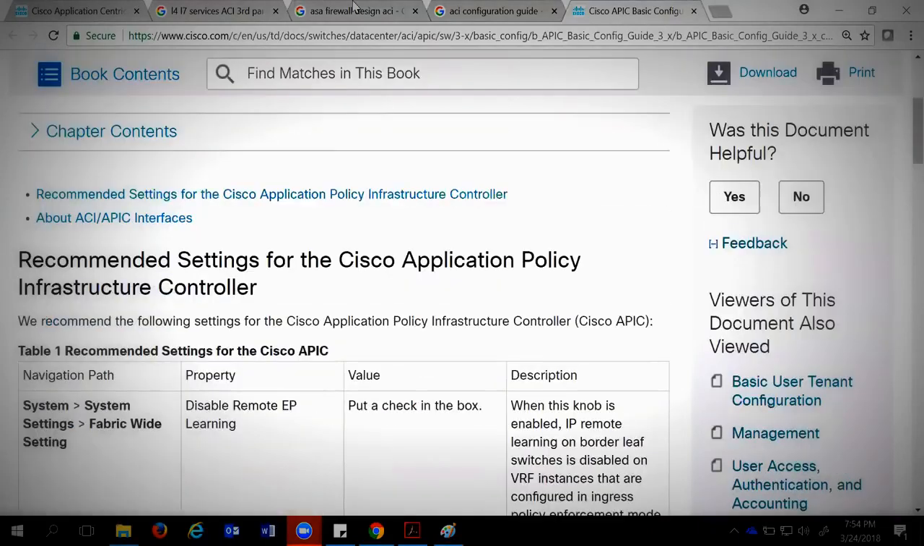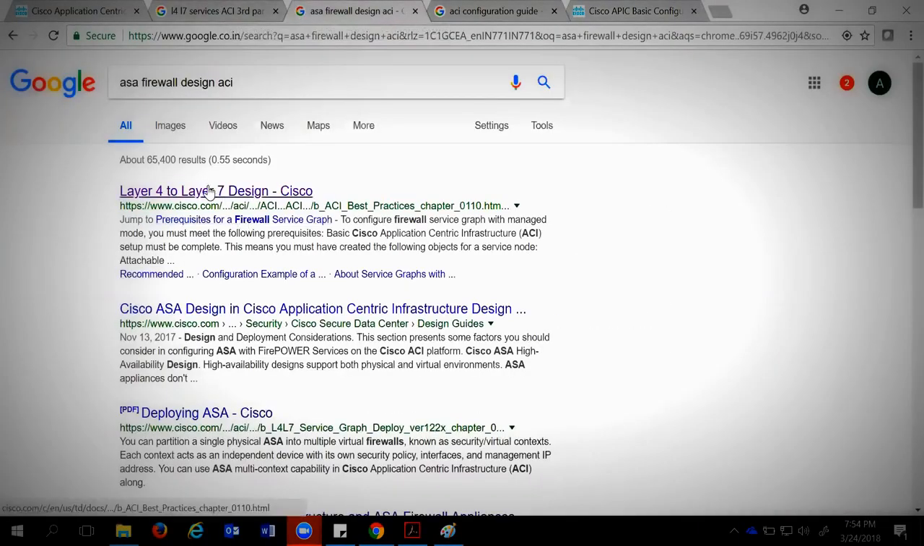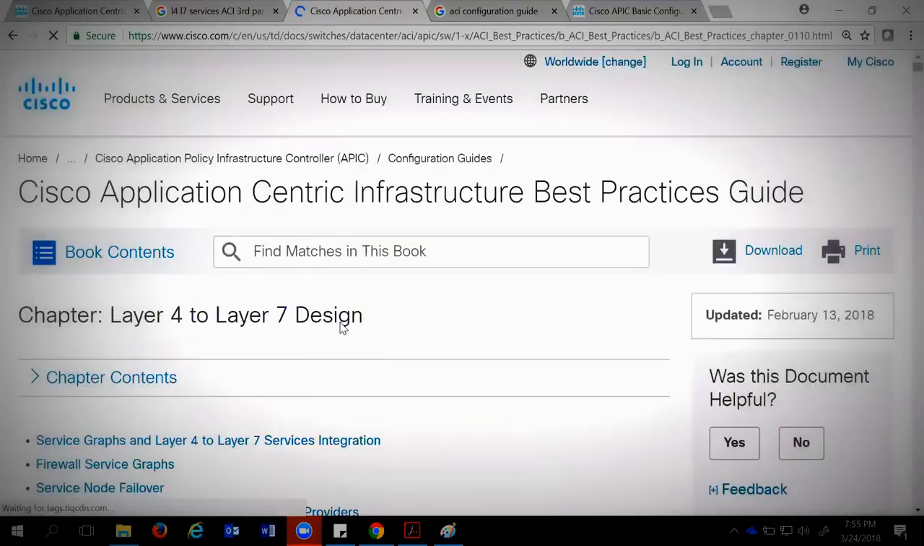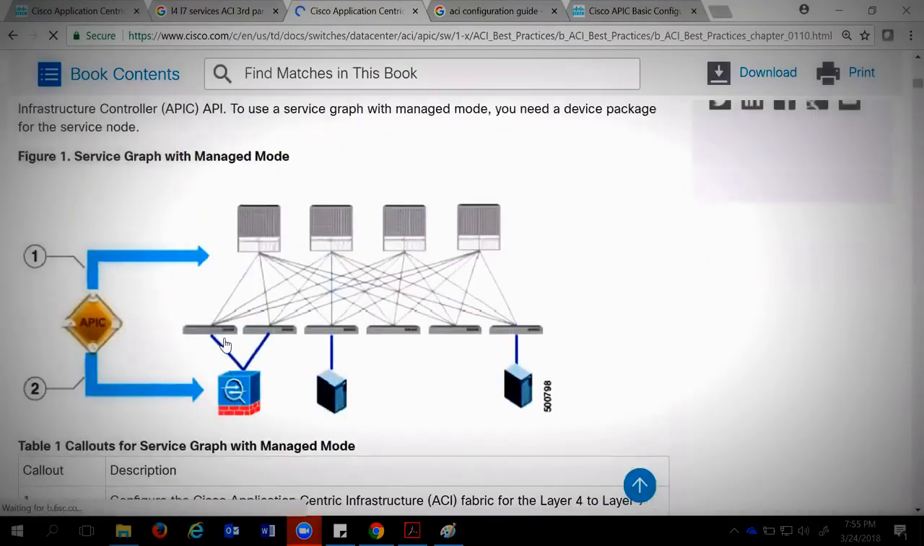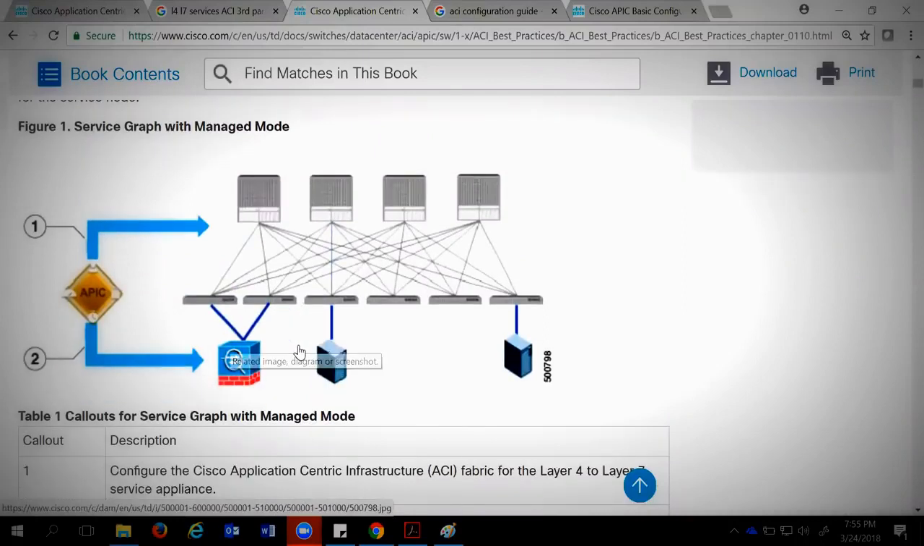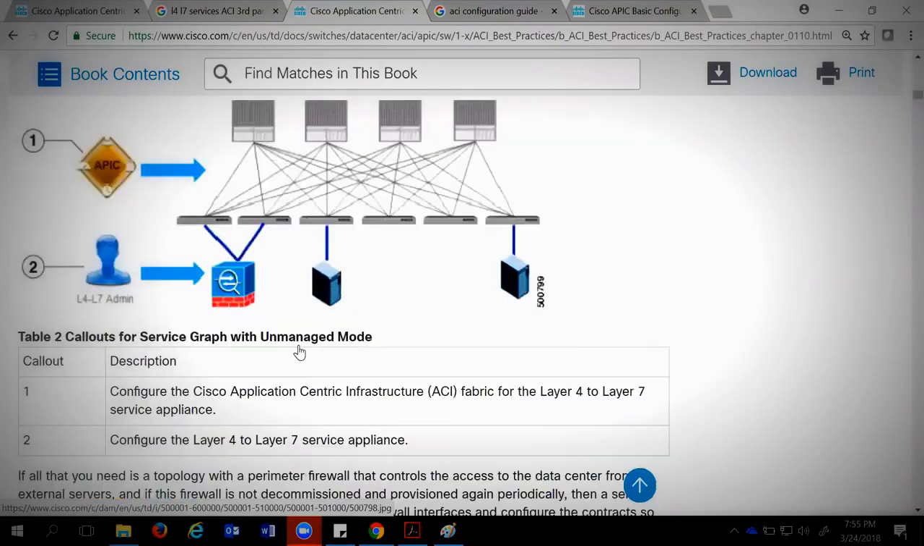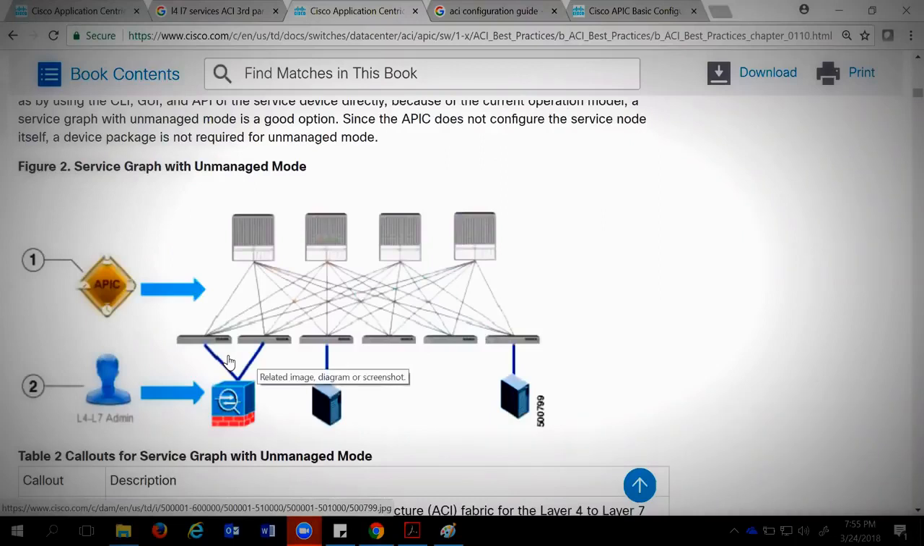I think this is not the one. We had some different one. This is the one. Yeah, this is the one. So this is a dual host, how it's getting connected. And that's the proper way. We should not connect to only one single leaf. We should always connect it to two leaves.